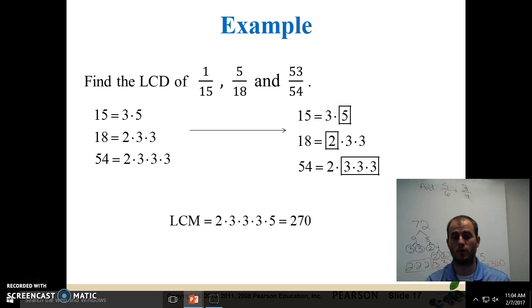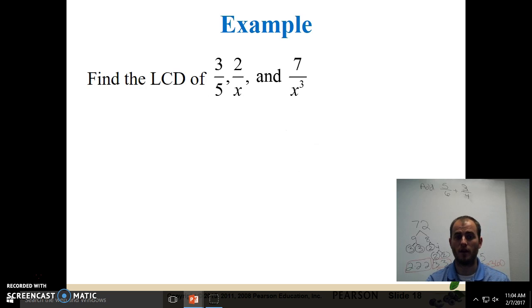Okay, let me know if you have any questions on that, because that second example is kind of hard, that second method, but it saves you a lot of time than having to write out all the multiples of 54 and try to figure out which one 18 and 15 go into. Alright, so how do we do this when there's letters involved?